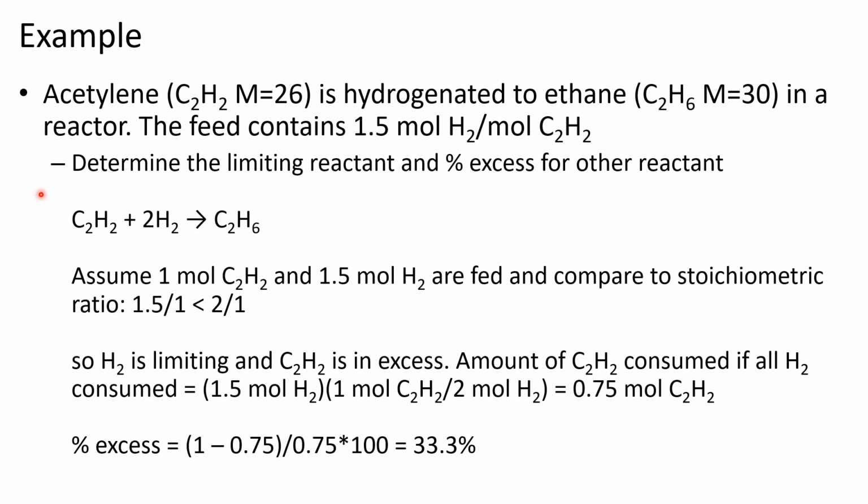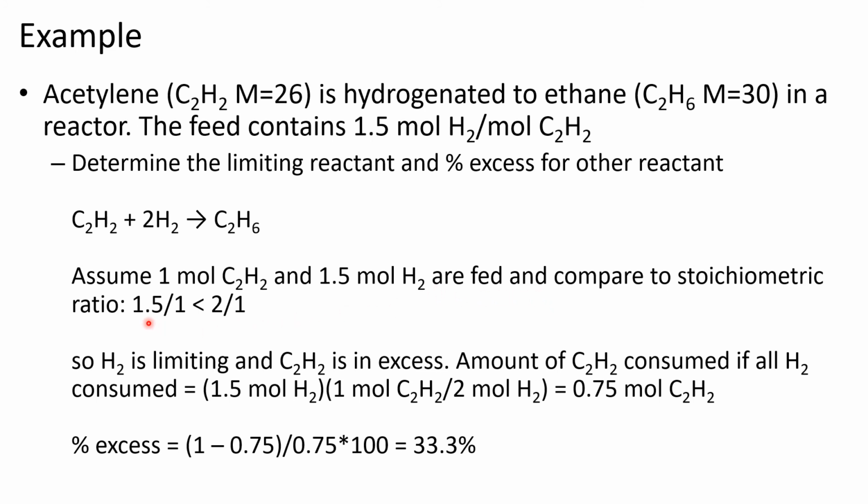Now we're going to determine the limiting reactant and the percent excess for the other reactant. The chemical reaction we're considering here, the hydrogenation of acetylene to ethane, is reproduced. We're going to assume 1 mole of acetylene is fed, and because we're given the ratio of 1.5 moles of hydrogen per mole of acetylene, that means 1.5 moles of hydrogen would also be fed. And we'll compare the ratio of the feed rates to the stoichiometric coefficient ratio.